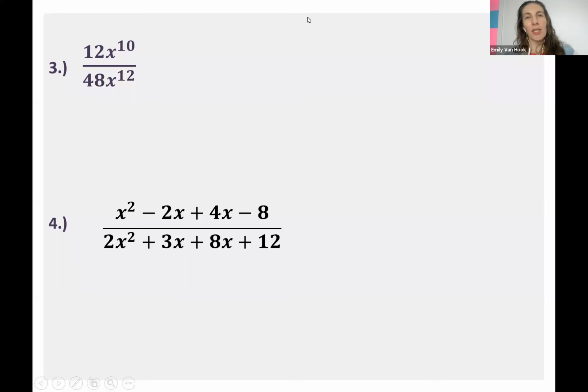Okay, we're continuing to simplify rational expressions. We did number 1 and 2. Now we're going to do number 3 and 4. As you can see, 3 is short, 4 is long. So number 3, I wouldn't necessarily even consider this a factoring problem.